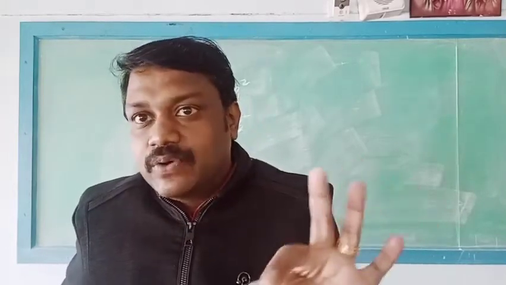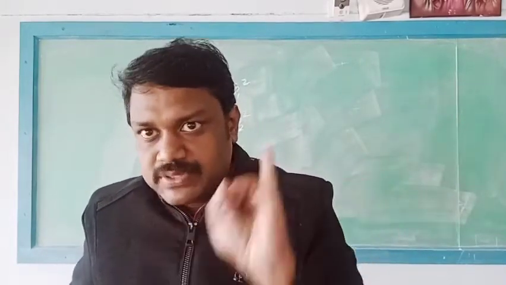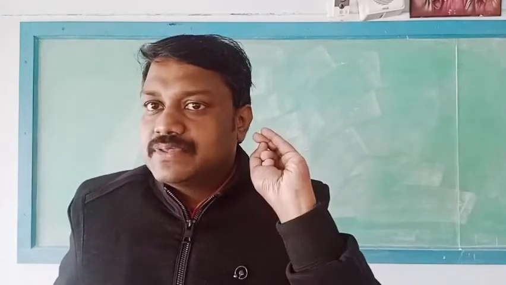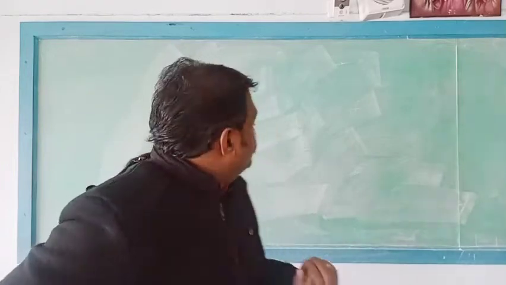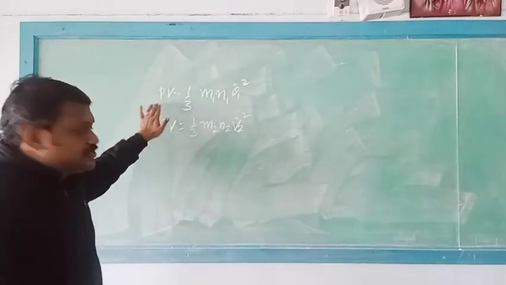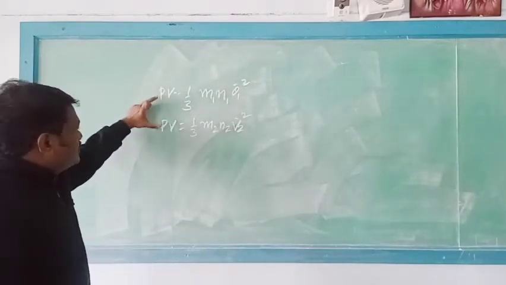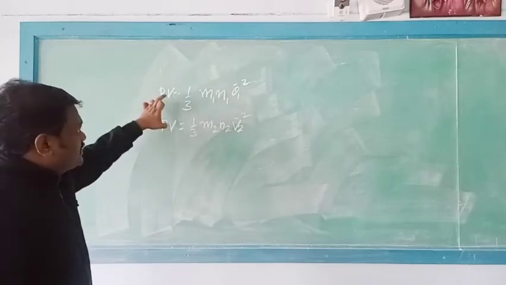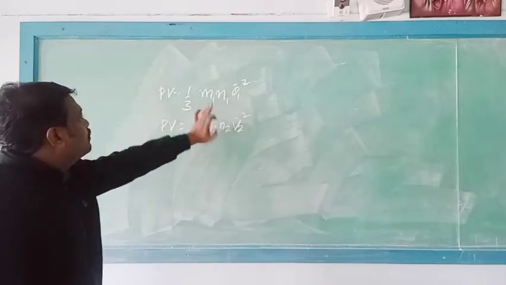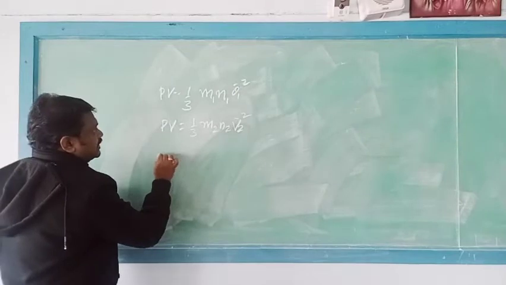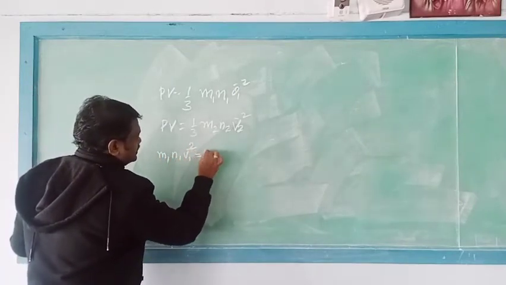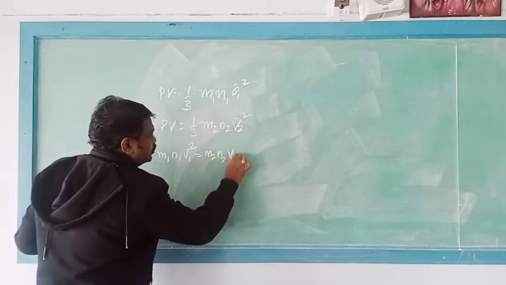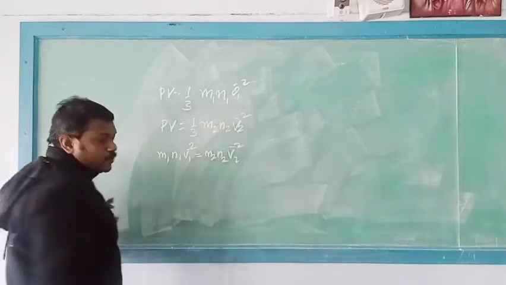At constant temperature and pressure, equal volumes of gases contain equal numbers of particles. What is that? That is Avogadro's law. So Charles law we have seen, Boyle's law we have seen, and another gas law is Avogadro's law. Avogadro's law says at constant temperature and pressure, the pressure is the same, equal volumes of gas are there. So comparing these, we can write m1 N1 v1 average square is equal to m2 N2 v2 average square.